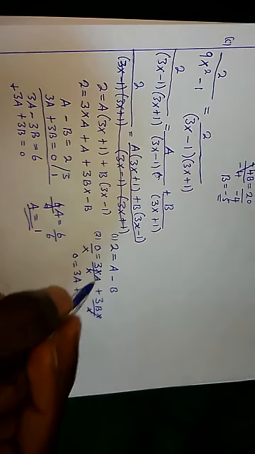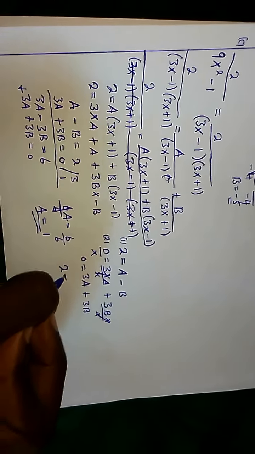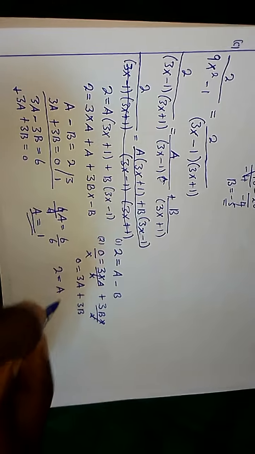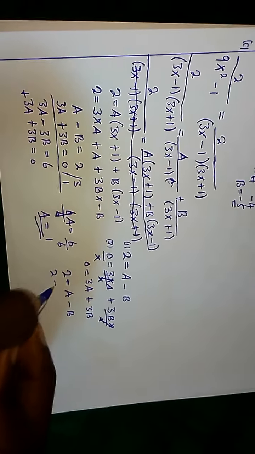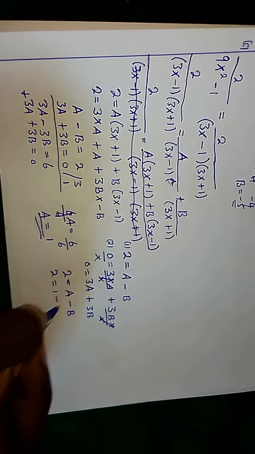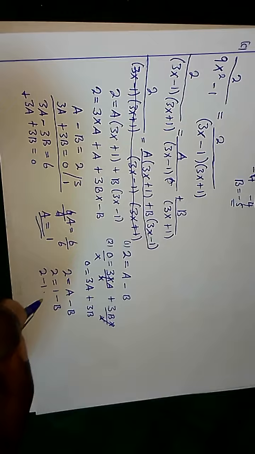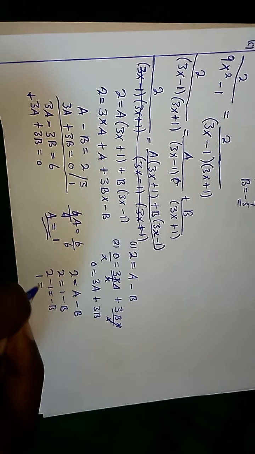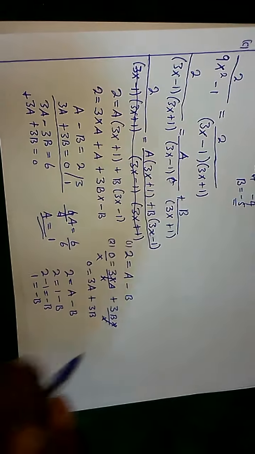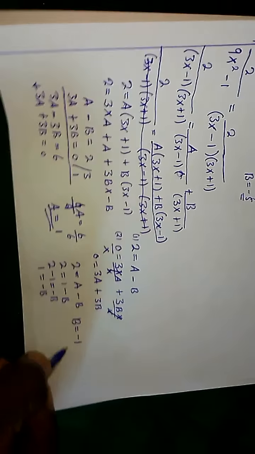Then we get to the first equation. So we are going to have 2 equal to a minus b. Now our a is 1. So it will be 2 equal to 1 minus b. So we have 2 minus 1 equal to negative b. This is going to be 1 equal to negative b. And therefore our final answer is going to be negative 1.